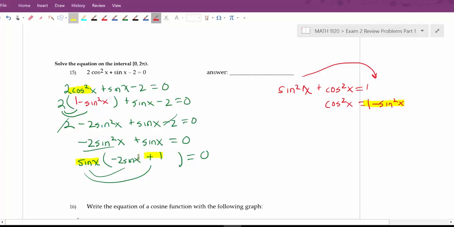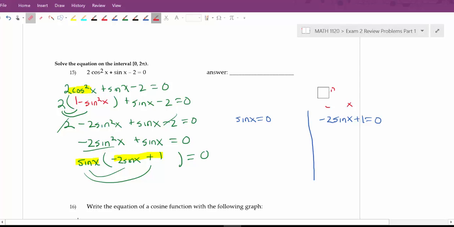So now we're going to set these two factors equal to 0 to finish up the problem. So we're going to do sine x equals 0. That'll have something to do with the unit circle. Then we're going to solve negative 2 sine x plus 1 equals 0. And again, that's going to have something to do with the unit circle also. Okay, so let's go ahead and see kind of what we got going on the unit circle on these two problems then.